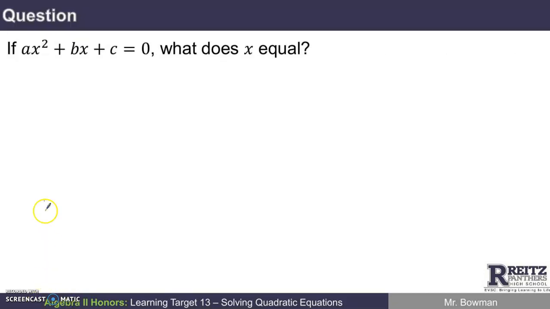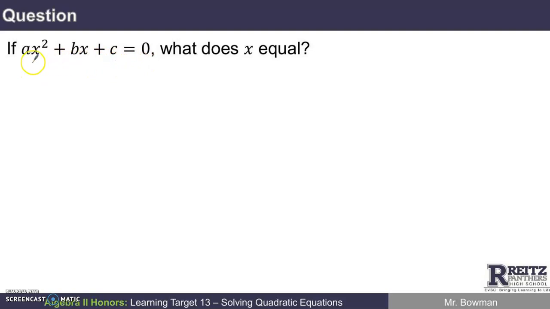So I have kind of a general question to ask. If ax squared plus bx plus c equals 0, what does x equal? In other words, without being specific about the values for a, b, and c, can we find a way to generate a formula that always solves the quadratic equation? I want to see if we can maybe use our knowledge about completing the square to do exactly that for this equation.